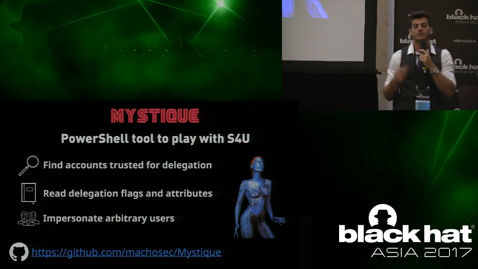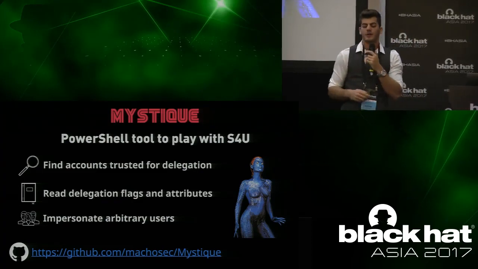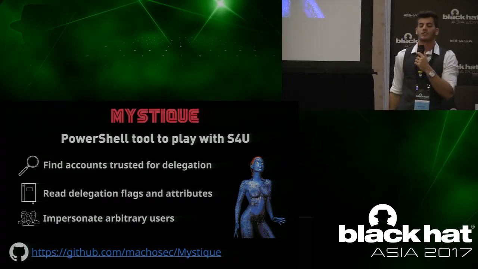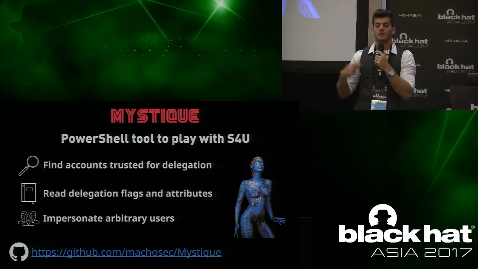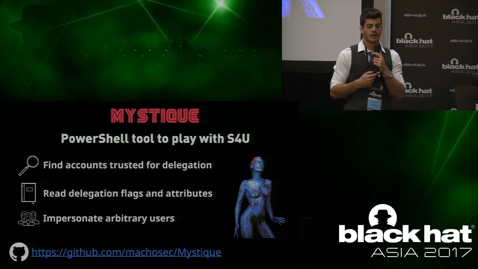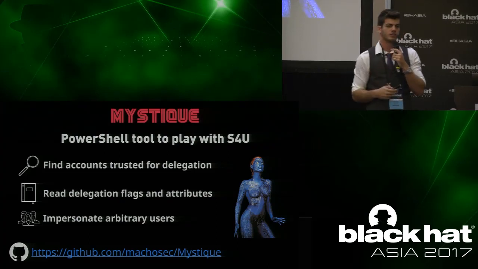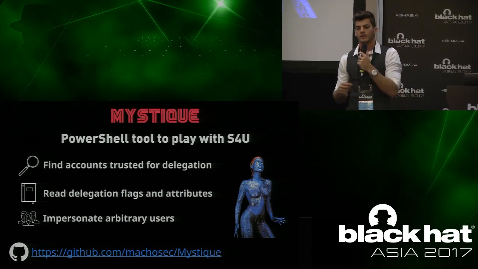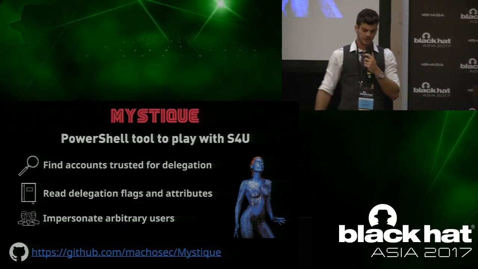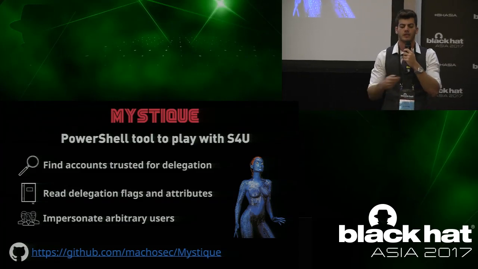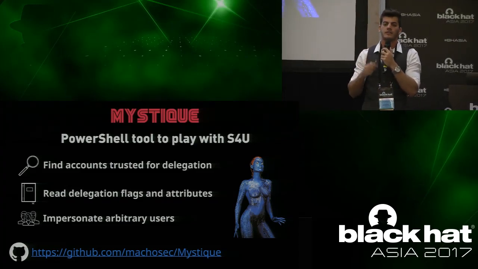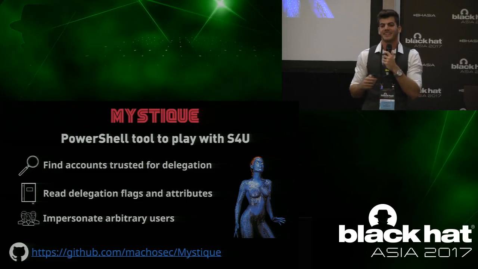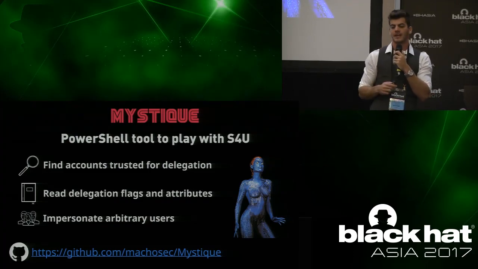So I made a tool, and I call it Mystic, after the comics character in Marvel, who could change her shape and impersonate another person. With Mystic, you can find accounts which are trusted for delegation by querying the Active Directory, as well as read delegation flags and attributes. And most importantly, if you have the constrained delegation with protocol transition user, you can use it to impersonate arbitrary users just by supplying the username. You can find this tool on the Black Hat website, as well as on the GitHub page below. This tool uses only built-in functionalities in Windows, so please, you can use it for both the defensive side and the offensive side. Don't make it a virus.